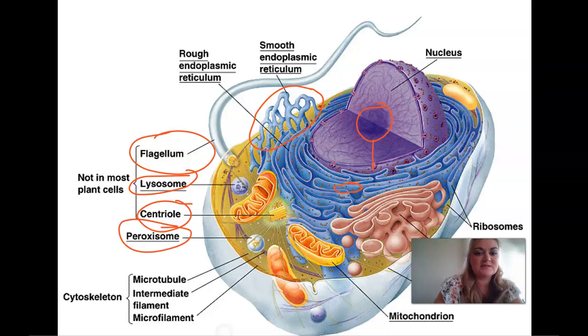Next, you have the peroxisome. With that peroxisome, it's going to contain a type of peroxide that your body actually makes, and that's going to help break down things such as alcohol substances.